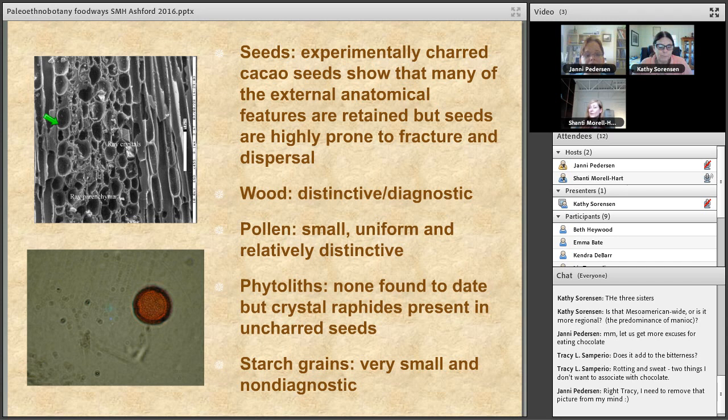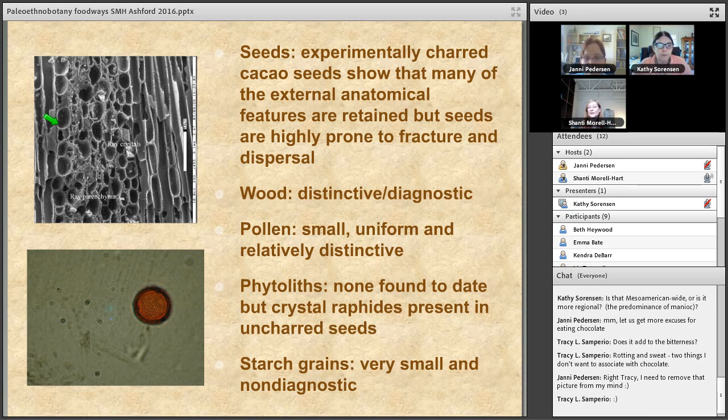The wood is very distinctive. It's very diagnostic. So in a few archaeological sites, we've got some good examples of people making use of wood to identify cacao in the past. The pollen as well, the pollen grains are very, very distinctive, easy to identify in relation to other sorts of pollen. The phytoliths, unfortunately, none found to date.